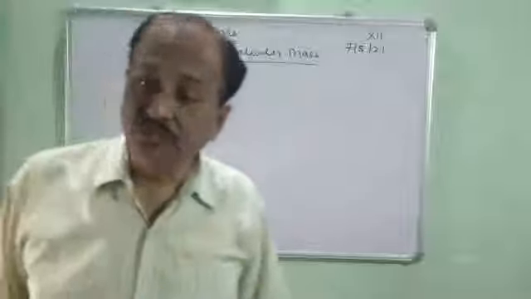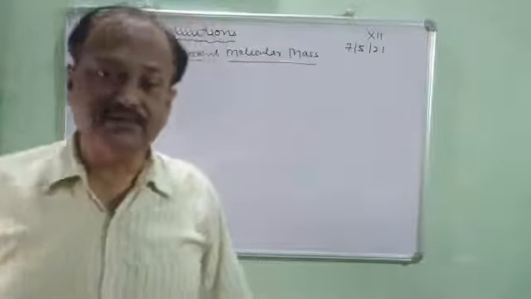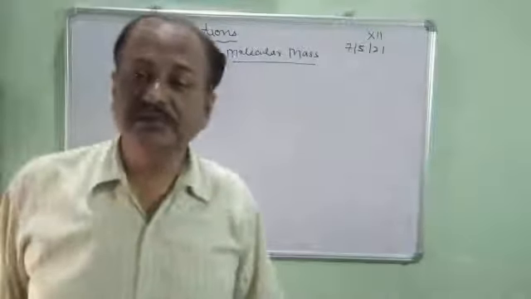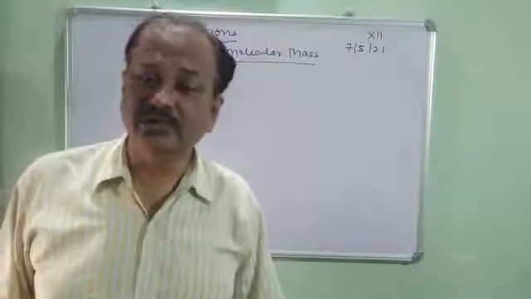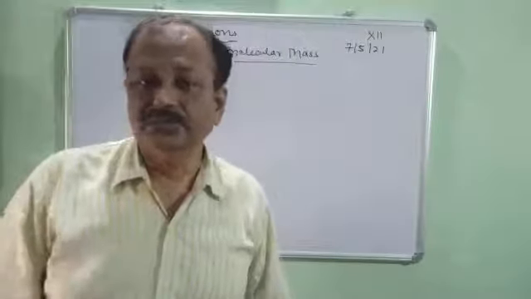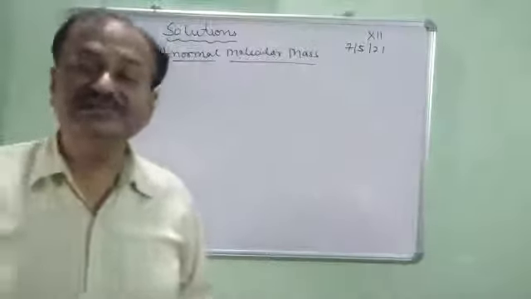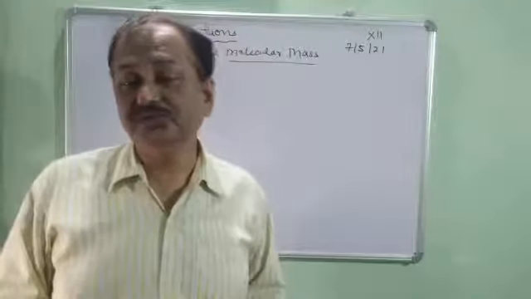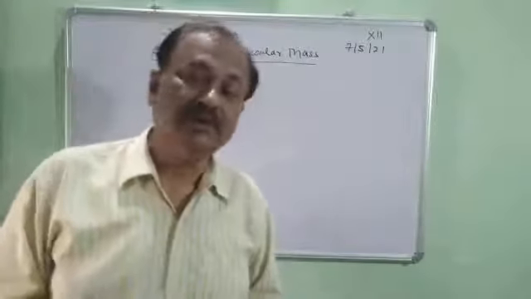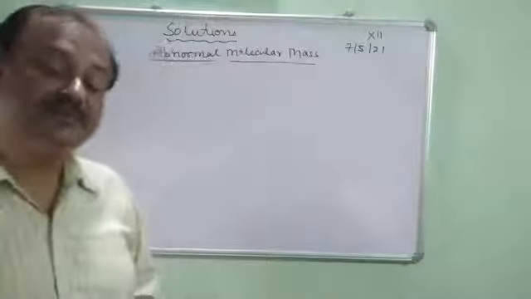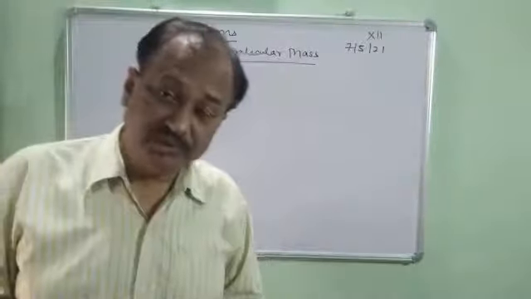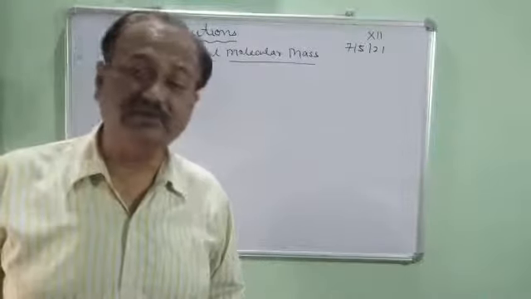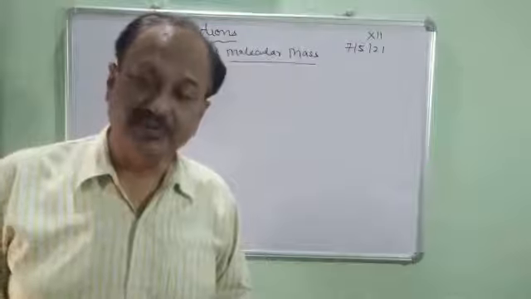Now children, I am going to explain a very important part in this chapter, and the topic is abnormal molecular mass or abnormal molecular weight. You know the meaning of abnormal. Abnormal means anything which is unusual. The results are unusual in some cases. During the use of colligative properties method, sometimes there is abnormality in the values, and this is called abnormal molecular mass.